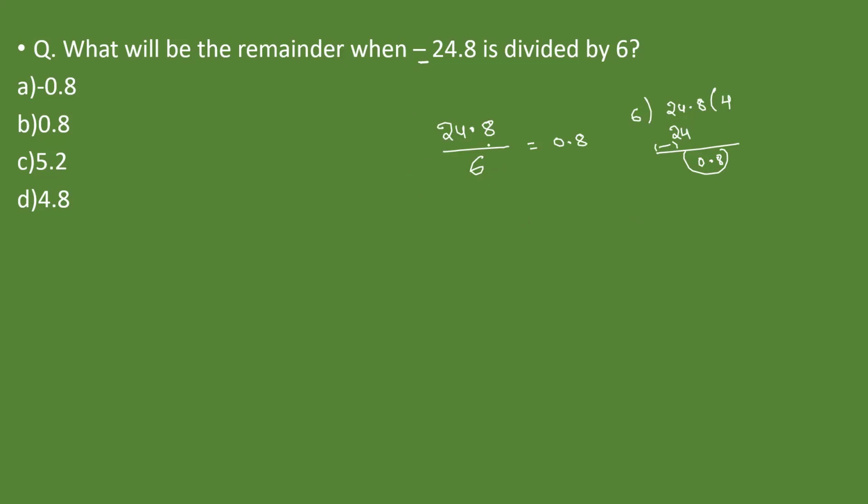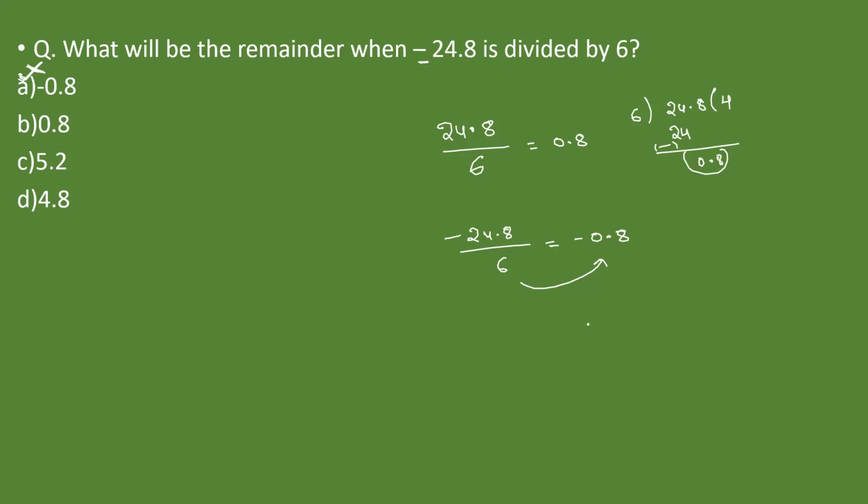But is our question 24.8? No, our question was minus 24.8. So the remainder for minus 24.8 by 6 similarly becomes minus 0.8. Tell me now, will we mark our answer as A? No, we should not do that. I have already clearly mentioned that we will always write our remainders only in a positive manner. When we write the final answer, we will always express it as a positive one.